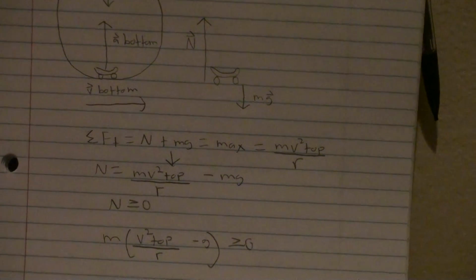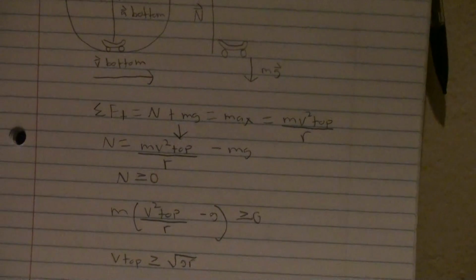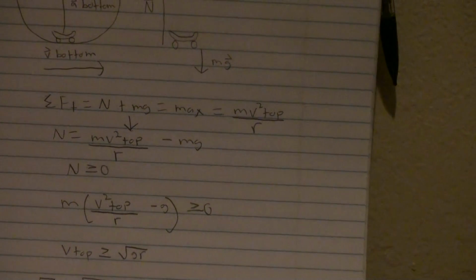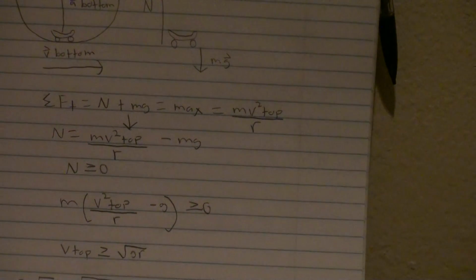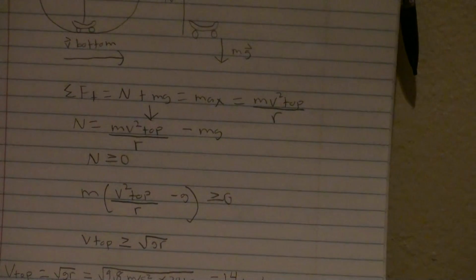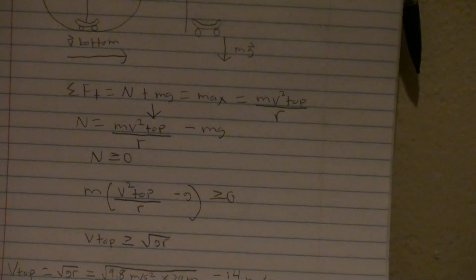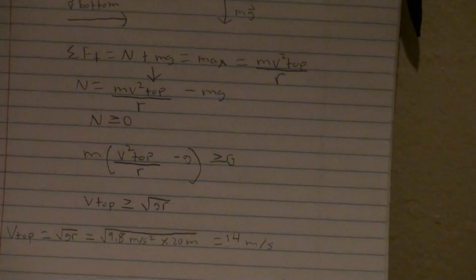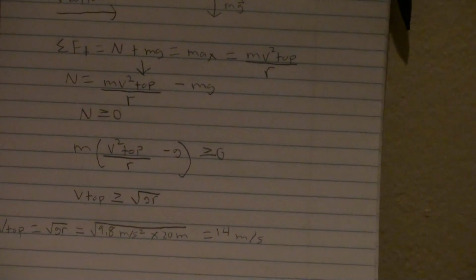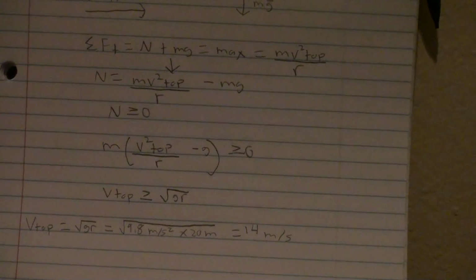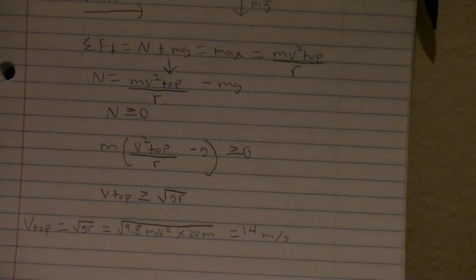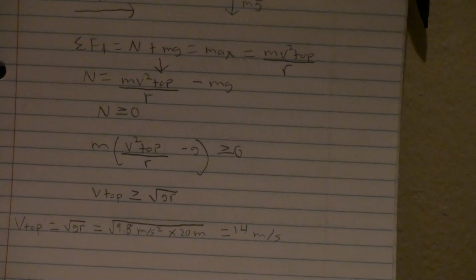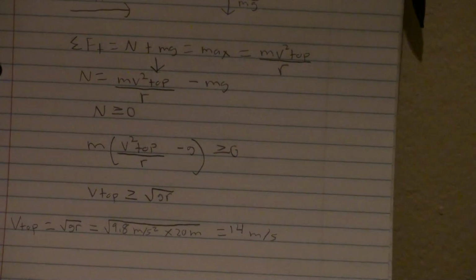Since N is greater than or equal to 0, we can apply this formula, which is m times (v_top squared divided by the radius minus g) is greater than or equal to 0. That simplifies down to v_top is greater than or equal to the square root of g times the radius. Knowing that, I can find the minimum speed at the top using this formula right here, which is v_top equals the square root of g times the radius. Then all I did from there was plug in my numbers, and I got 14 meters per second.